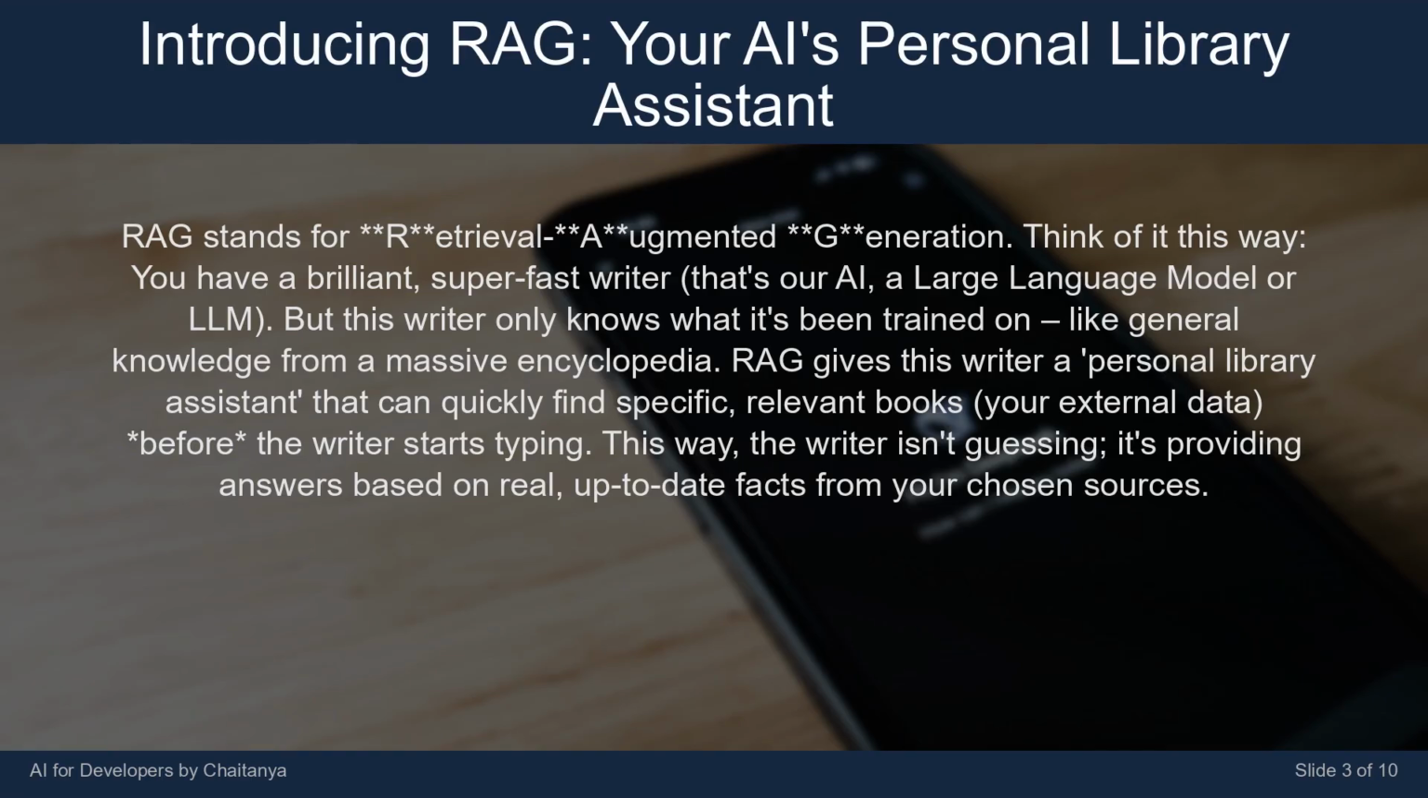Think of it this way. You have a brilliant, super fast writer. That's our AI, a large language model or LLM. But this writer only knows what it's been trained on, like general knowledge from a massive encyclopedia. RAG gives this writer a personal library assistant that can quickly find specific, relevant books, your external data, before the writer starts typing. This way, the writer isn't guessing. It's providing answers based on real, up-to-date facts from your chosen sources.